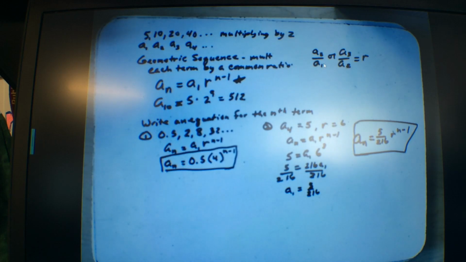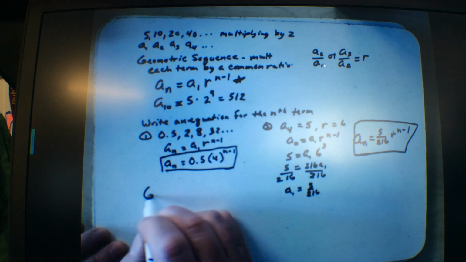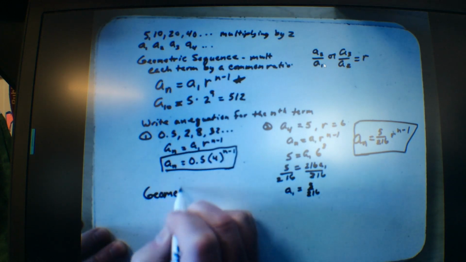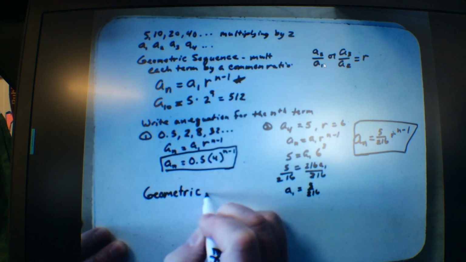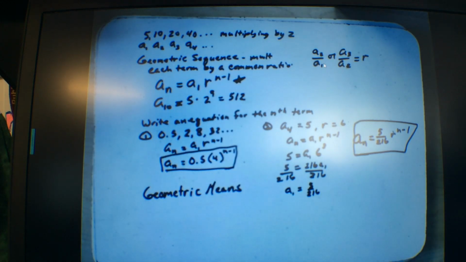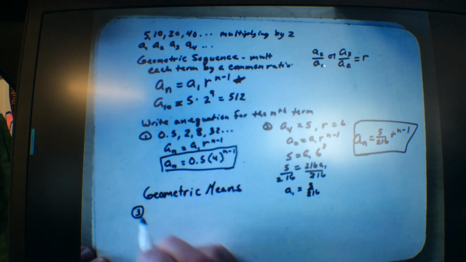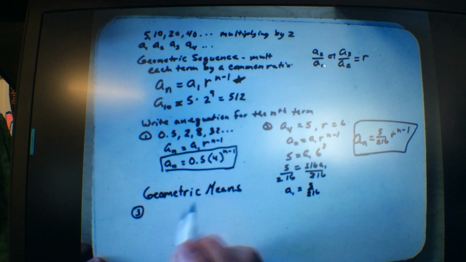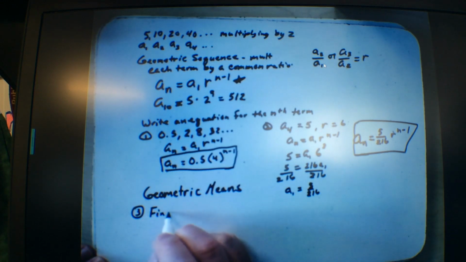Alright, so let's talk about this thing called geometric means. You actually had it in geometry, but it means a little bit different in algebra. Geometric means are the between numbers in a sequence. There will be the between numbers.